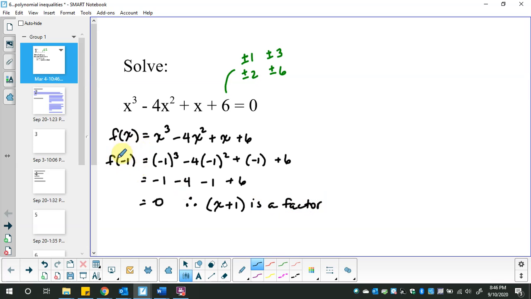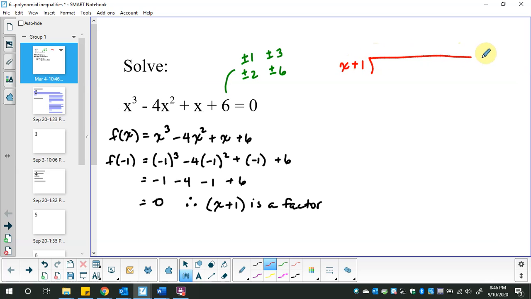So I found that negative 1 gave us a remainder 0 using the remainder slash factor theorem. And that means this is a bracket, the opposite. This is a bracket that when you use it as your divisor, using x cubed minus 4x squared plus x plus 6 as your dividend, it should give you a remainder of 0. So I'm going to take this space just so that I can visually see everything, and I'm going to do my long division.